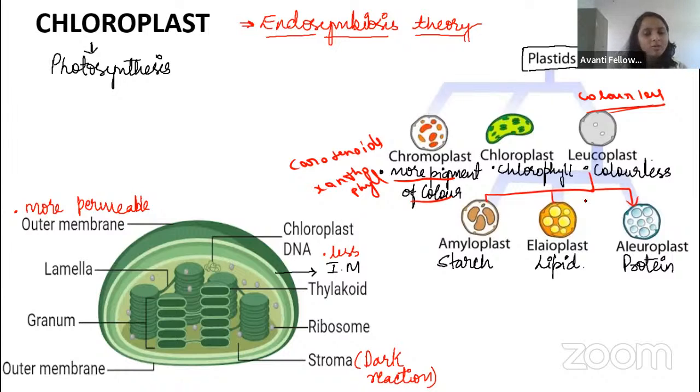One we will call the amyloplast. What do you mean by amyloplast? This amyloplast stores the starch in it. Then coming to the elaioplast, the elaioplast stores the lipid in it. Then coming to the aleuroplast, it will store the protein. Remember, guys, because so many questions are asked from this part also.